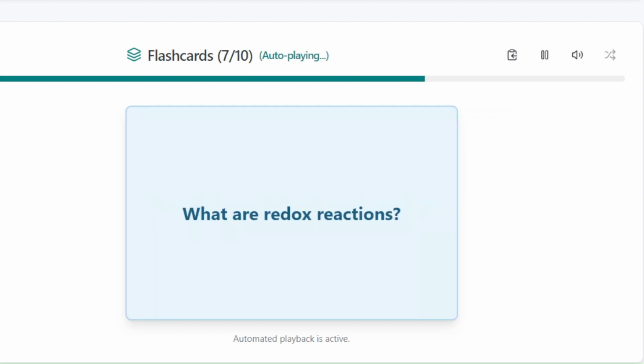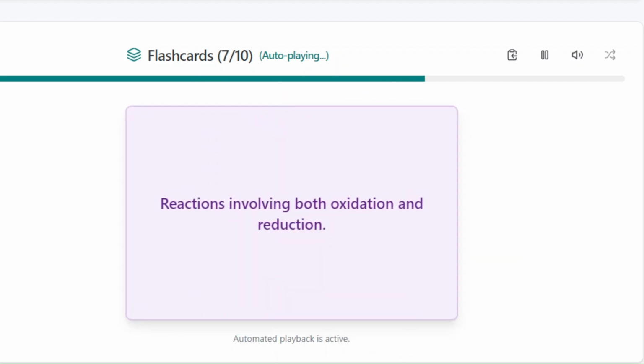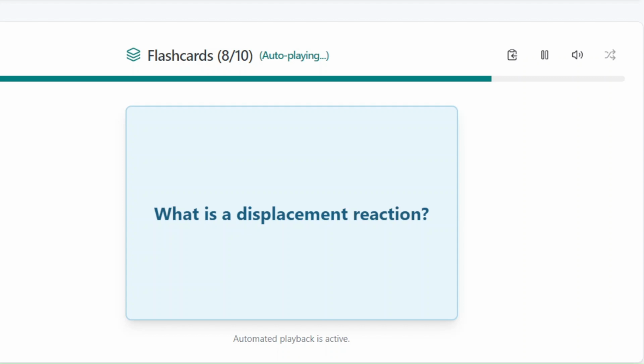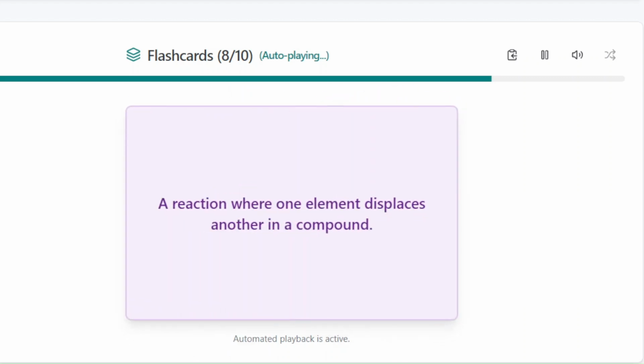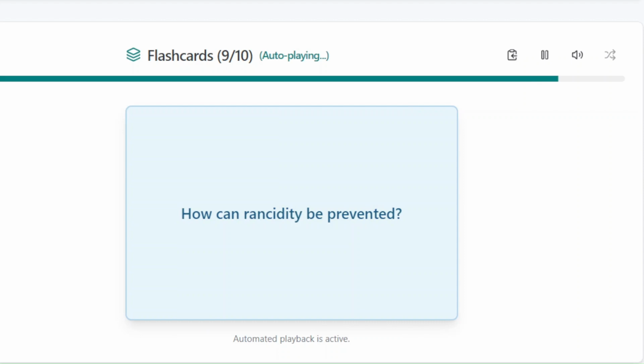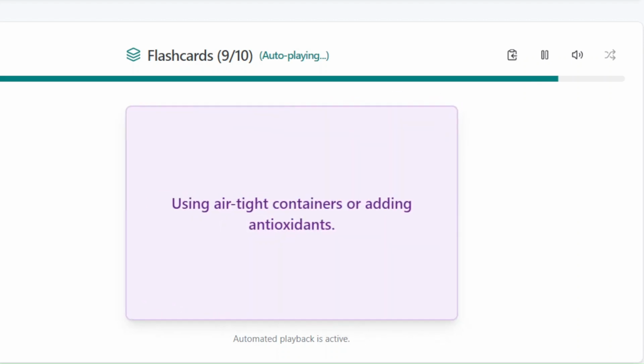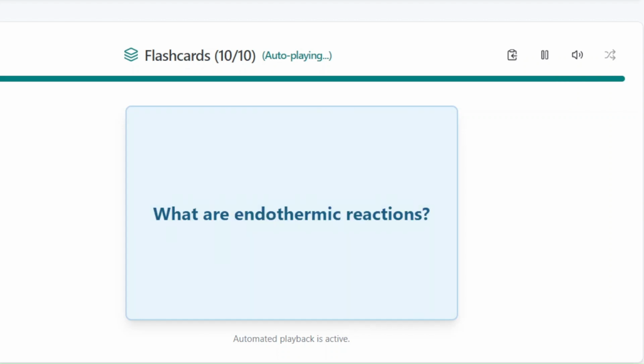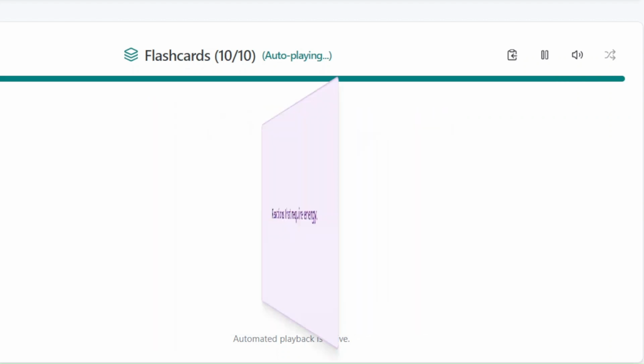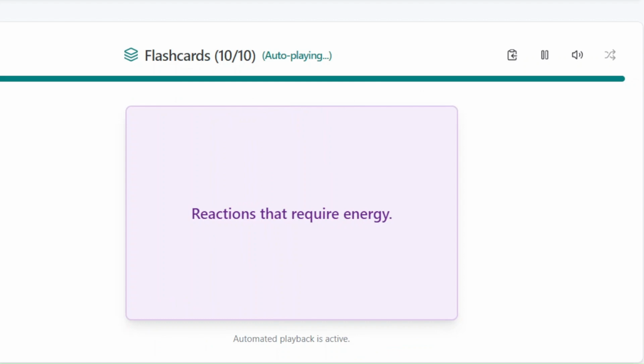What are redox reactions? Reactions involving both oxidation and reduction. What is a displacement reaction? A reaction where one element displaces another in a compound. How can rancidity be prevented? Using airtight containers or adding antioxidants. What are endothermic reactions? Reactions that require energy.